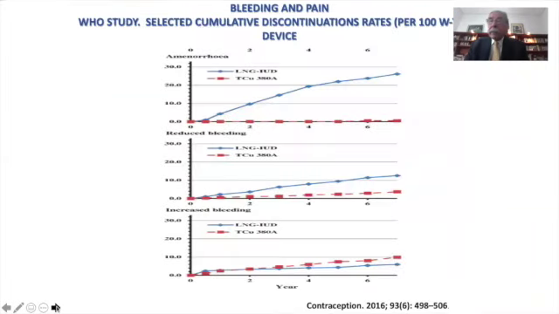Regarding bleeding and pain, also with the WHO study, you can see that in 2016 many women discontinued due to amenorrhea, because at that time, in the centers participating in the study, many women considered amenorrhea a reason for discontinuation or a side effect induced by the levonorgestrel IUS. For reduced bleeding, the number of discontinuations is very low, but lower for the copper IUD than the levonorgestrel IUS, and increased bleeding is obviously higher for the copper IUD than the levonorgestrel IUS.